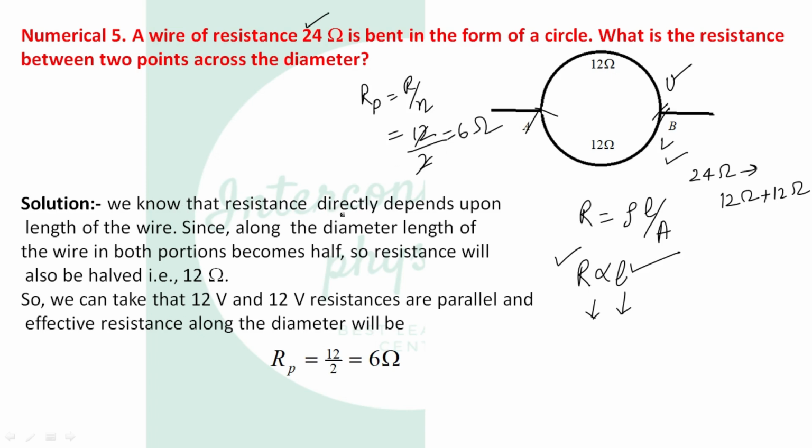We know that resistance is directly proportional to the length of the wire according to this equation. So along the diameter, the length of the wire in both portions becomes half. So the resistance will be half, 12 ohm upper, 12 ohm lower. So the equivalent resistance will be 12 by 2, which is 6 ohm.